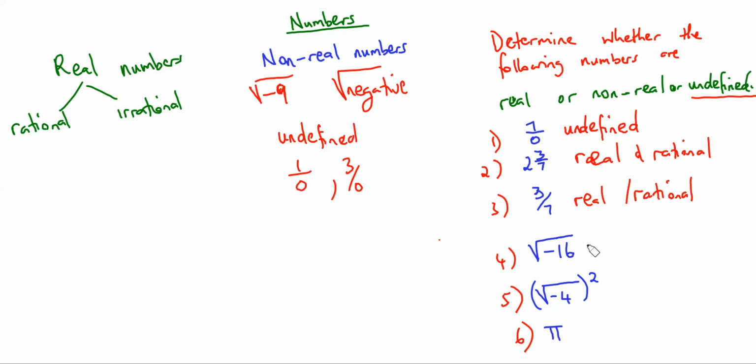Then root of a negative, remember we say it's non-real. Then here, root of a negative, remember, non-real. Even if you put a square outside, it doesn't matter. We have it as non-real. Then here it's real, but it's irrational, because it's pi. Real and irrational.